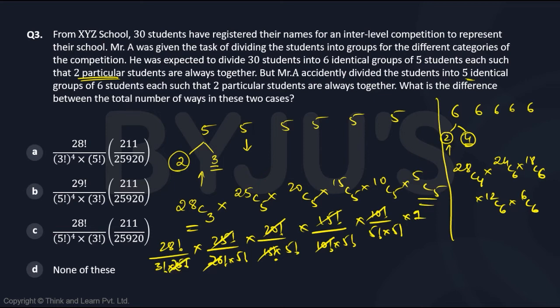So now what are we left with? Numerator is only 28 factorial. Denominator: 5 factorial is coming 5 times. So 5 factorial to the power of 5, and there is a 3 factorial.